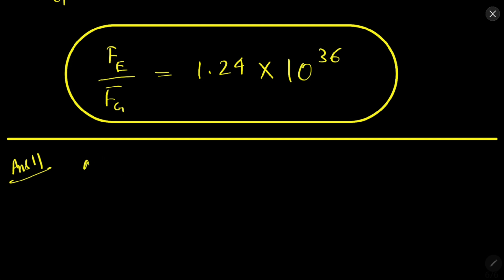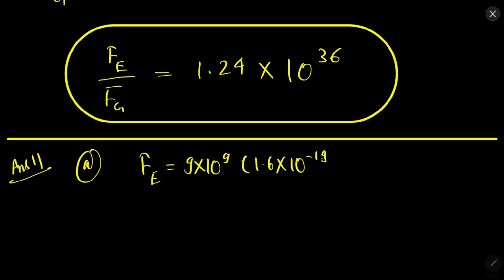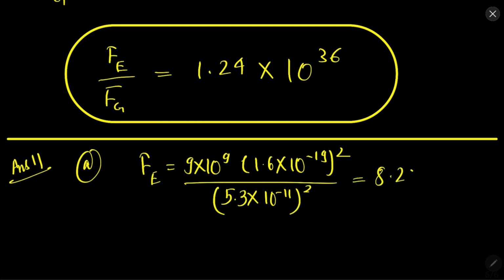First of all, in the first situation, Coulomb's force will be 9 into 10 to the power 9 into 1.6 into 10 to the power minus 19 square, because proton and electron have the same charge magnitude. Only minus sign is there, but we are only concerned with the magnitude, that's why we are not taking the minus sign. And this is the approximate distance between them. So it will give us 8.2 into 10 to the power minus 8 newtons, when the electron is in the first orbit or the ground state.